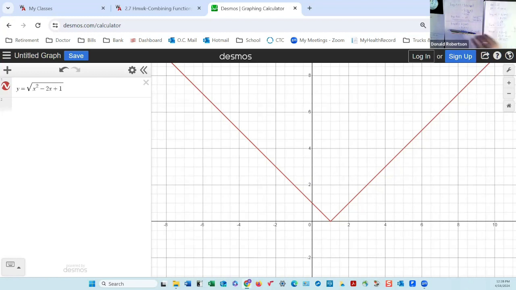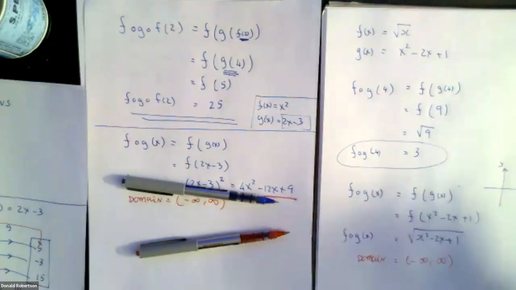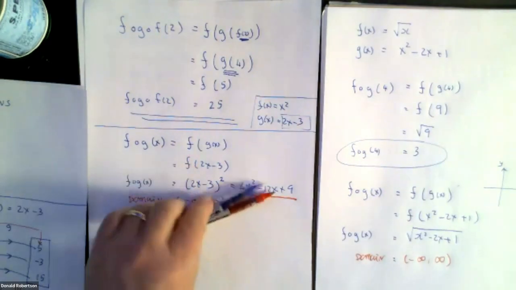I can look at that shape now, and I can see that since the sides go up forever, the domain here is everybody. There aren't any problems, and we are good. The domain is minus infinity to infinity.